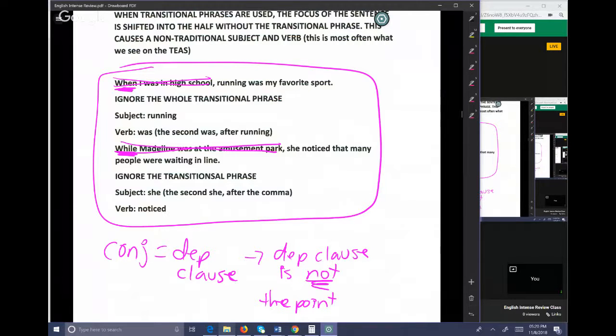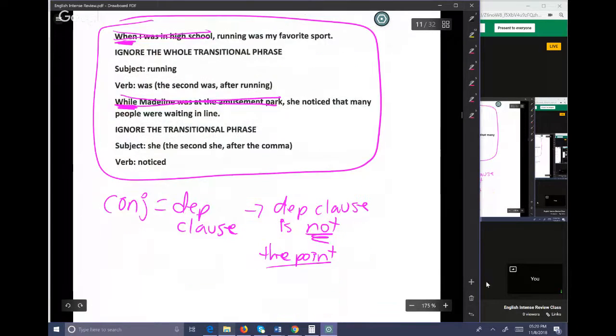Whenever we have a dependent clause, it's a sidestep from our main point. While I was headed to work, we know because of the word while that the point isn't being headed to work. The point is something else that happened alongside being headed to work. So the dependent clause is not the point, is another way of saying it can't contain the subject.